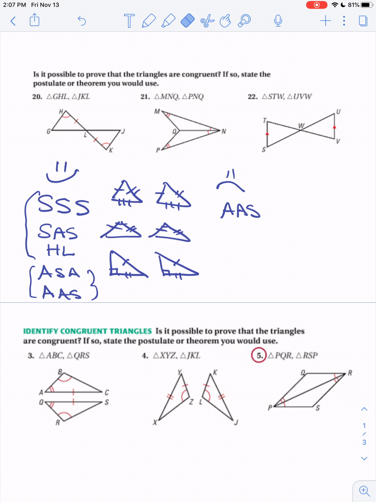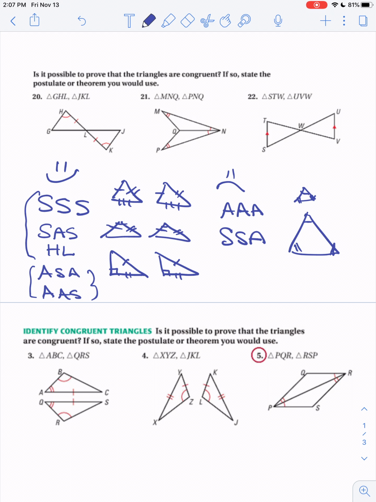And just as a reminder, the 2 that don't work: angle, angle, angle does not work. You have to have at least 1 side to know that the 2 triangles are congruent. Let me show you what that would look like. Something like this. If you have that the angles are congruent, but you don't have any sides, it doesn't guarantee those 2 triangles are going to be congruent. And the last one we call side, side, angle, because if you spell it the other way, it spells a bad word. That one also doesn't work.